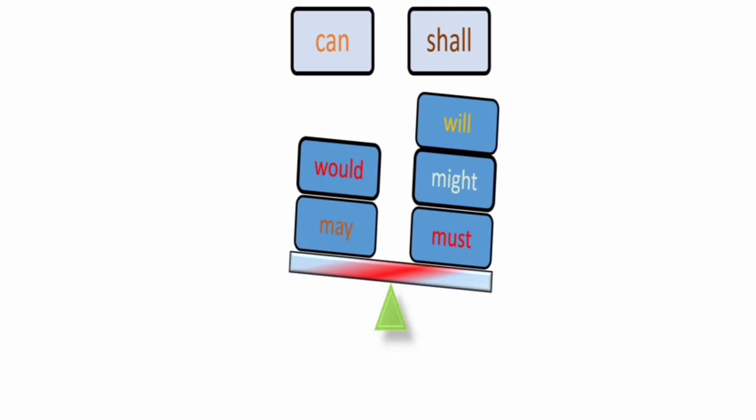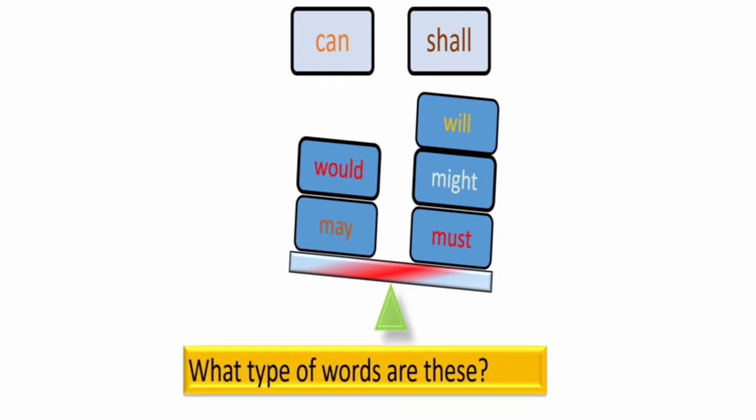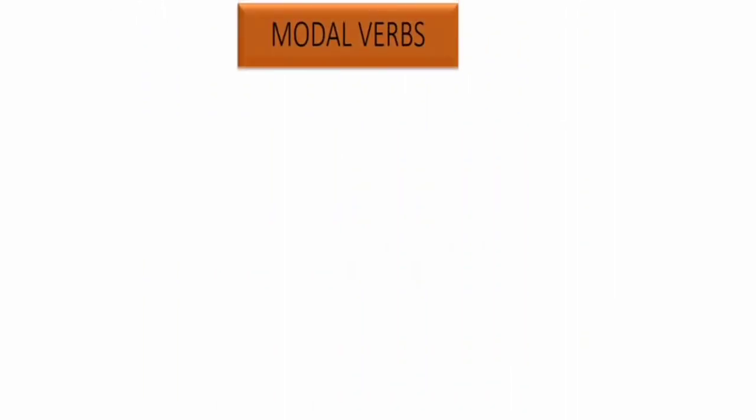Now, let us look at these words. Can, shall, will, might, must, would, may. What type of words are these? Great. They are called modal verbs.